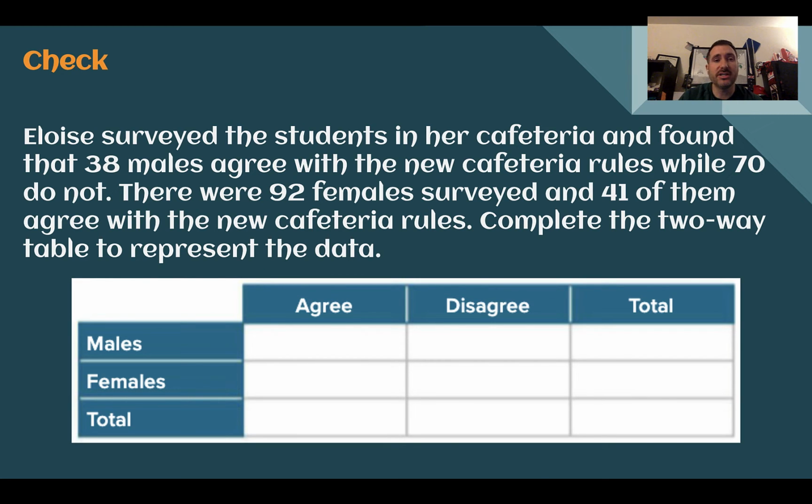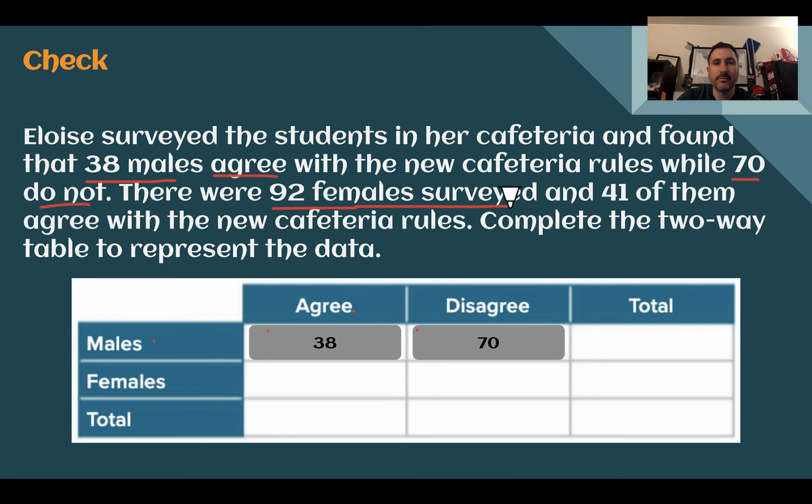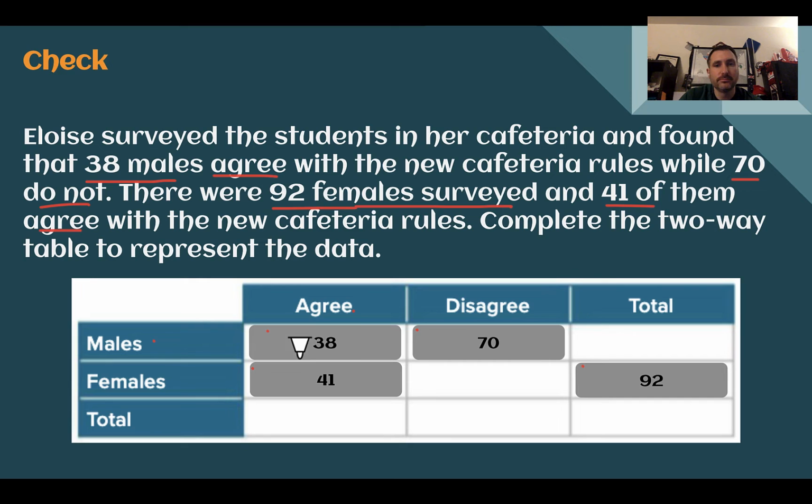Let's check. So first, let's fill in some things that it tells us. So she surveyed the students and found 38 males agree. So males that agree would go here, 38. There are 70 that do not. So still talking about males, but they must disagree. 70 do not. There were 92 females surveyed. We don't know if they agreed or disagreed, so that must be talking about our total. And 41 of the females agree. So 41 females agree. Once we have that in, we can fill in really any box as long as we know enough information to get the missing box.